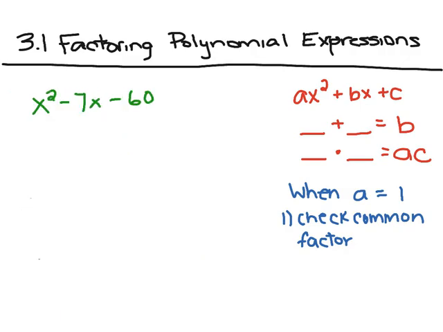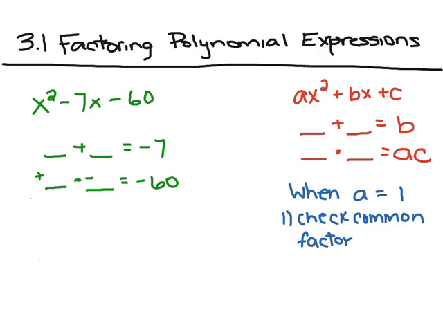This one's a little bit different. We have two minus signs. So we have something plus something is equal to negative 7, and something times something is equal to negative 60. Because this is negative 60, we know that one of our numbers is going to be positive, and one of these numbers is going to be negative, because a positive times a negative is a negative.